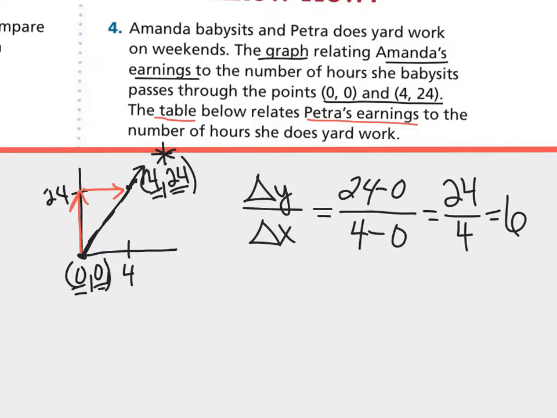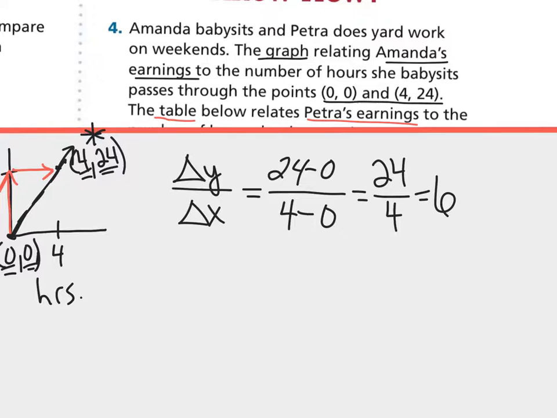would be 6. So what that means, if we look at this, this was earnings and hours. So this is the number of hours, and this is how much she makes in dollars. They probably should have defined their variables a little bit better there, but basically that's telling us that she made $6 per hour. So that's for Amanda.